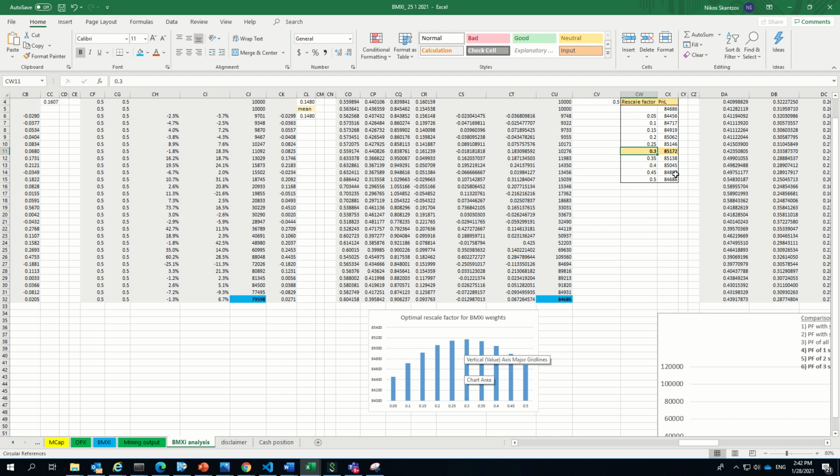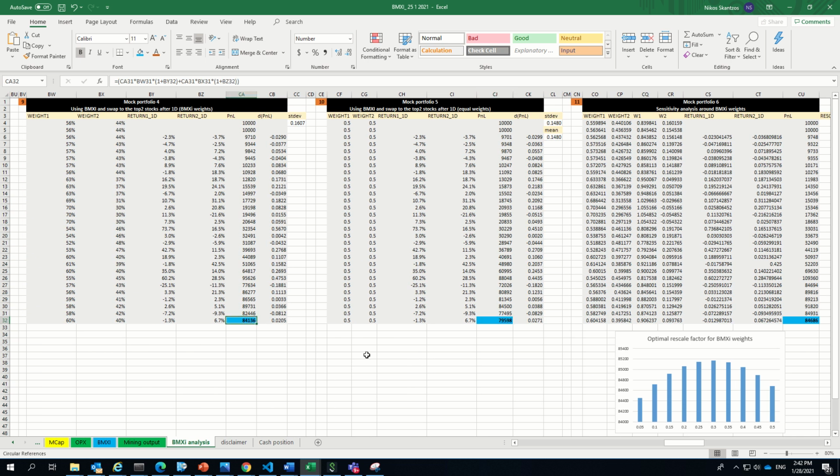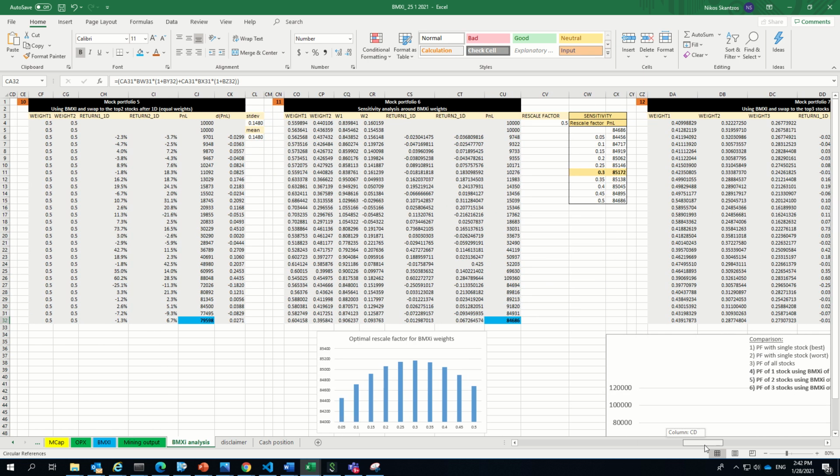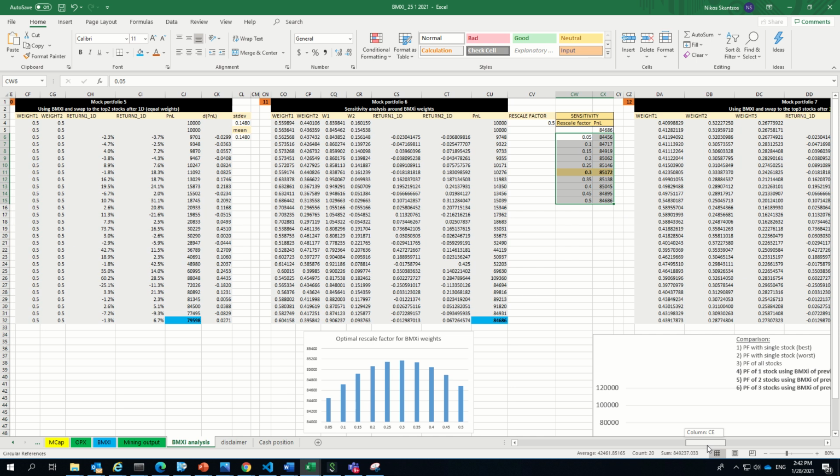That gives me the highest P&L, so 85K relative to 79K in the 50-50 case and relative to the 84K. So the difference is not very large. It's a very small difference, really. But then again, why not? But it also confirms that BMXI already is very near the optimal weighting.